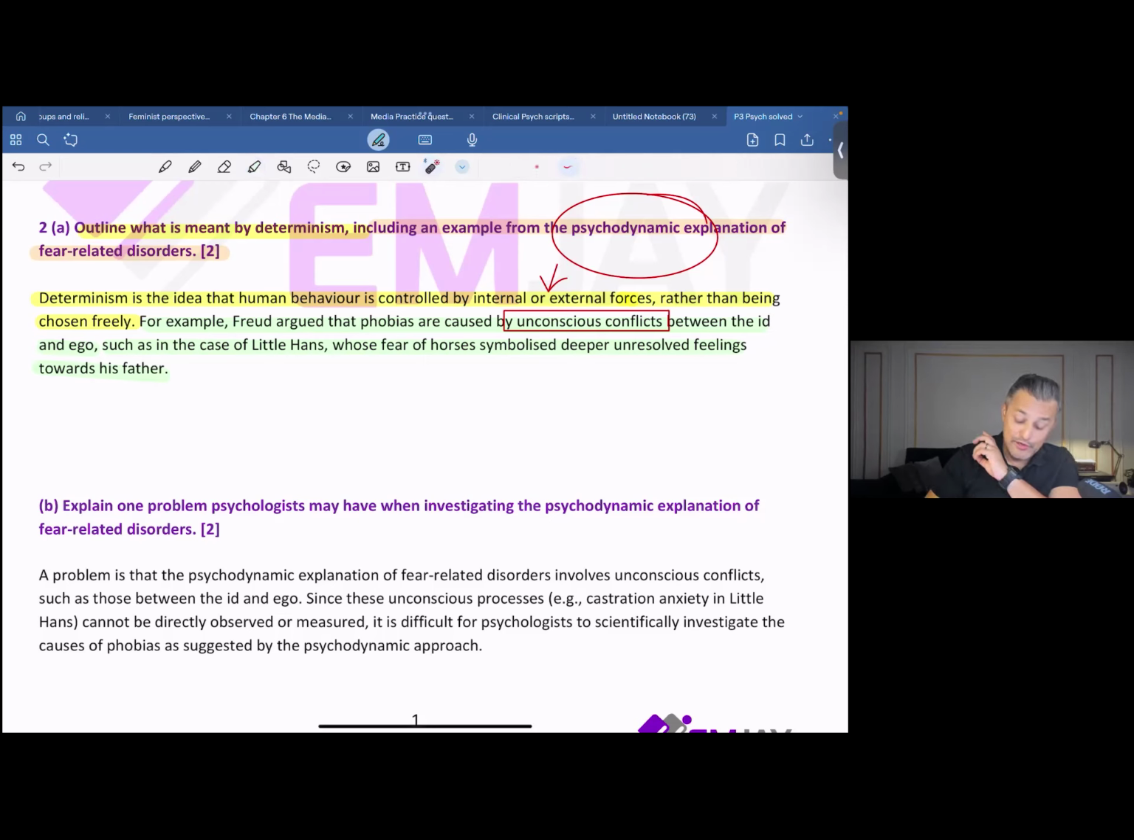So for example, Freud argued that phobias are caused by unconscious conflicts between the id and the ego, and then I'm explaining it. If you know it, you might as well write it in the paper. Why not? Such as the case of little Hans, whose fear of horses symbolized deeper unresolved feelings towards his father. Now, Oedipus complex is what we're talking about over here. Why have I written the "such as" part? Because I did not want to lose a mark.